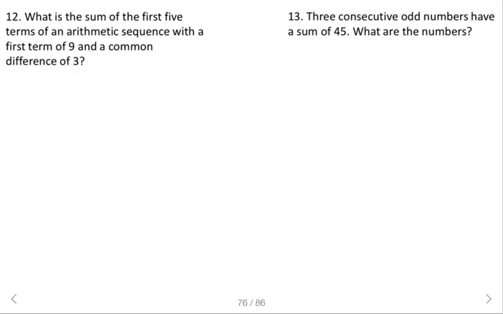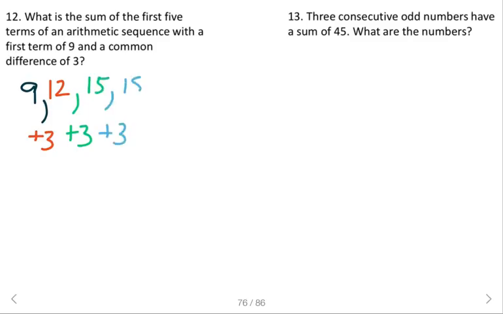All right, 12. What is the sum of the first 5 terms of an arithmetic sequence with the first term of 9? My first term is 9. The common difference is 3, so we're going to add 3, and we'll have 12 as the next term. If we add 3, we'll have 15 as the next term. And then add 3, and 18 is our fourth term. Add 3 again, and our fifth term is 21. So we have those first 5 terms now. We can add them all together.